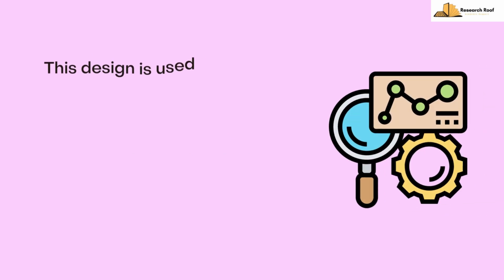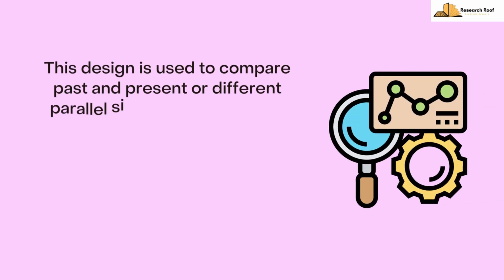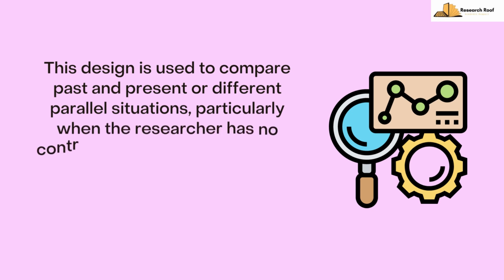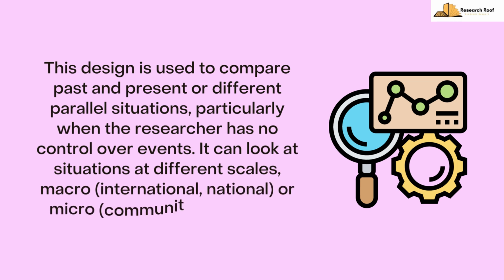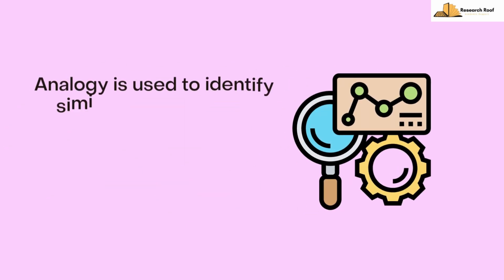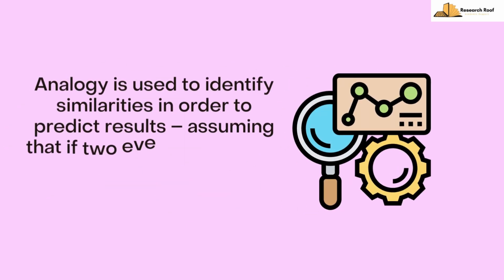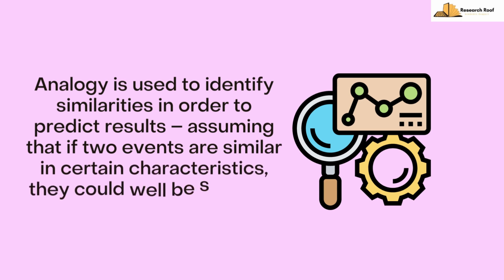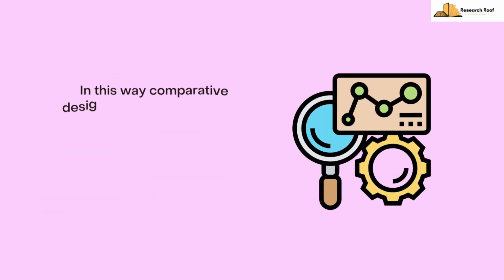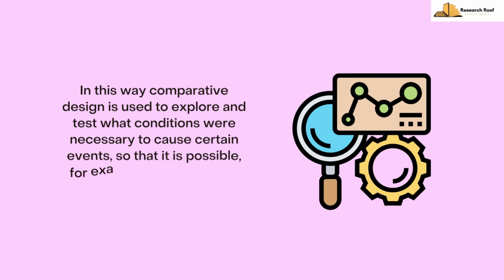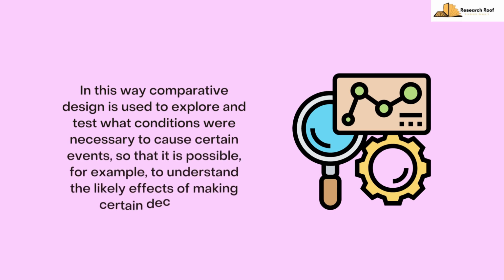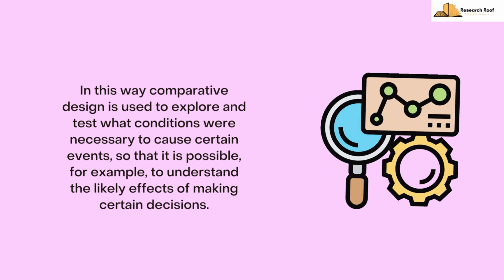Comparative. This design is used to compare past and present or different parallel situations, particularly when the researcher has no control over events. It can look at situations at different scales: macro, international, national, or micro, community, individual. Analogy is used to identify similarities in order to predict results, assuming that if two events are similar in certain characteristics, they could well be similar in others too. In this way, comparative design is used to explore and test what conditions were necessary to cause certain events, so that it is possible, for example, to understand the likely effects of making certain decisions.